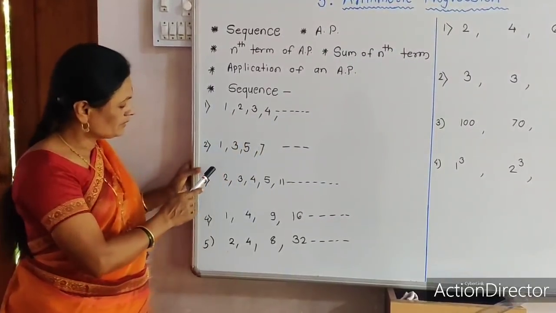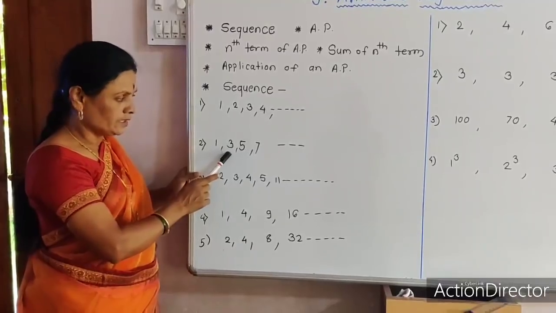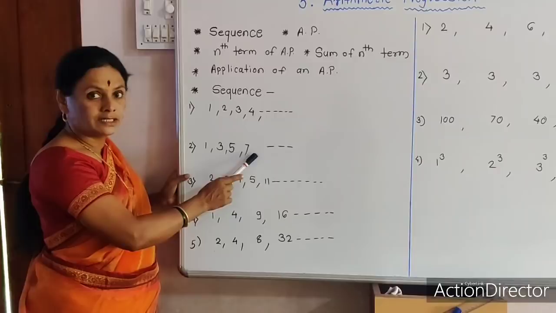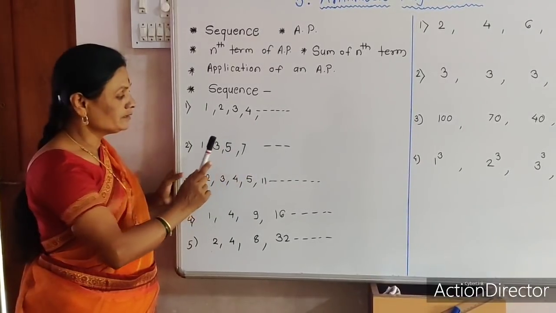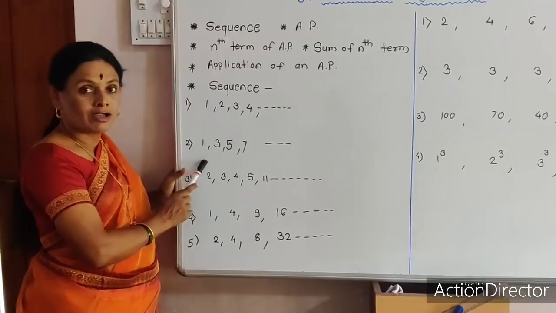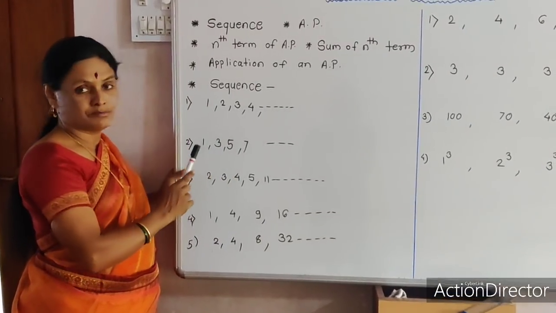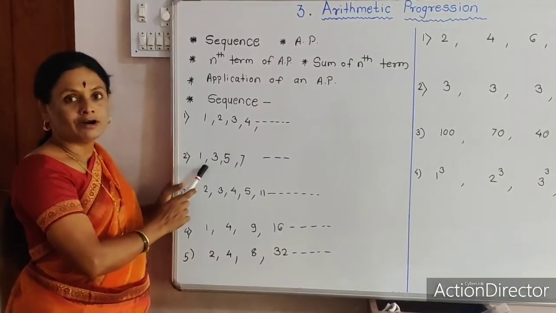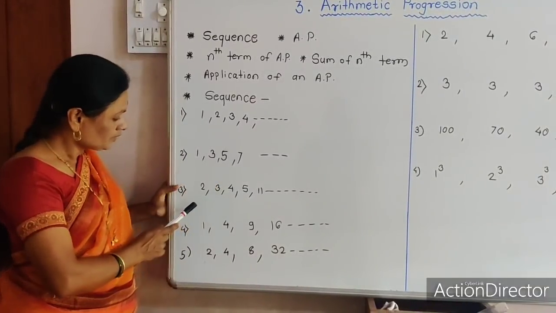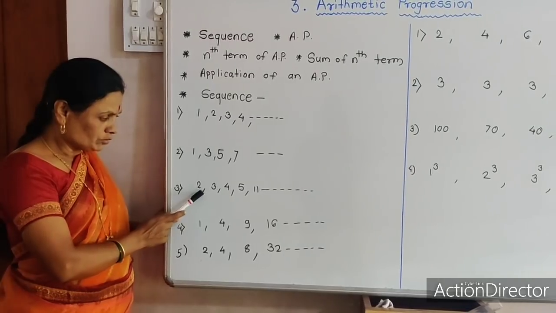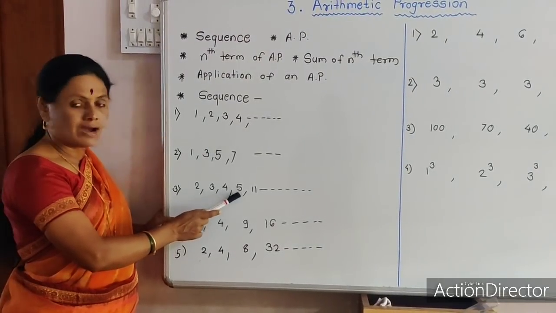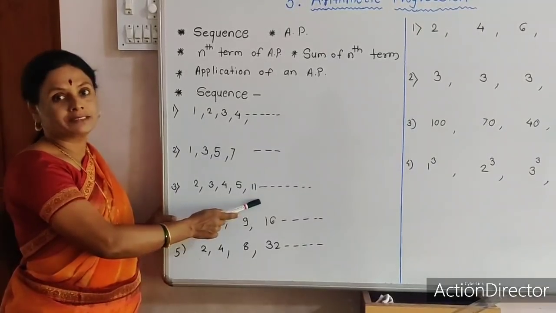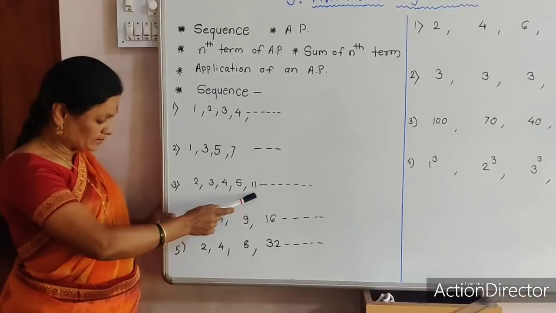In the next example, 1, 3, 5, 7, the next terms are 9, 11, because these all are odd natural numbers. This is the set of odd natural numbers. In the next example, 2, 3, 5, 7, 11. All these numbers are prime numbers. This is the set of prime numbers.